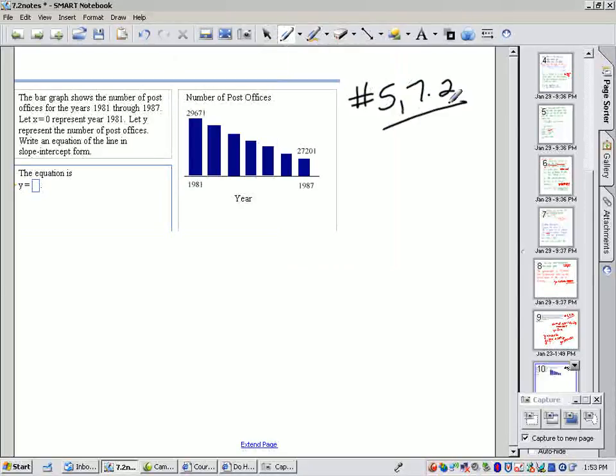Okay. So the bar graph shows the number of post offices for the years 1981 through 1987. Let x equal 0 represent year 1981, and let y represent the number of post offices. Write an equation of the line in slope-intercept form. So we have to find 2 points first. Since we are given the fact that x equals 0 represents the year 1981, x really talks about the years after 1981. And then y is the number of post offices.